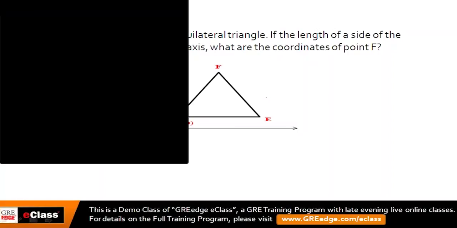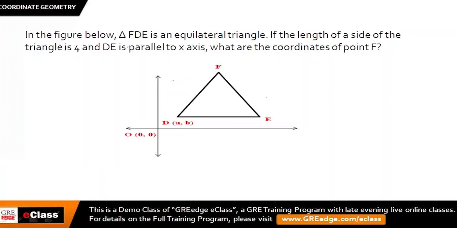So what does the question read? The question reads that in the figure, the given diagram is a triangle and it's an equilateral triangle. And if the length of the side of the triangle is 4 centimeter, 4 unit, and DE is parallel to the x-axis, then what is the coordinate point of F? Okay, so I know the length. All the sides are going to be 4 centimeter or 4 unit. Okay, and DE is parallel to AC.